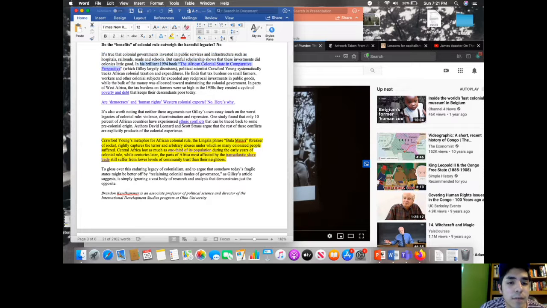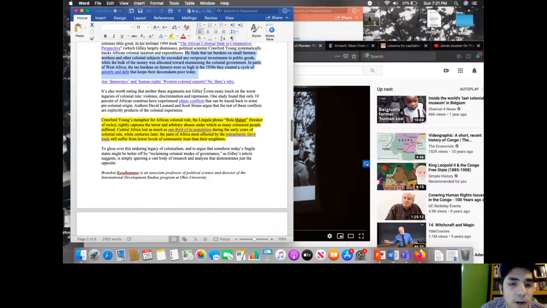In his brilliant 1994 book, The African Colonial State in Comparative Perspective, which I read in my pro seminar, my intro to Georgetown, political scientist Crawford Young systematically tracks African colonial taxation and expenditures. He finds that tax burdens on small farmers, workers, and other colonial subjects far exceeded any reciprocal investments in public goods, while the bulk of the money was allocated toward maintaining the colonial government.